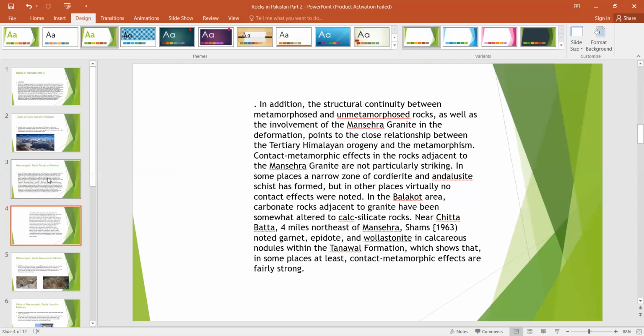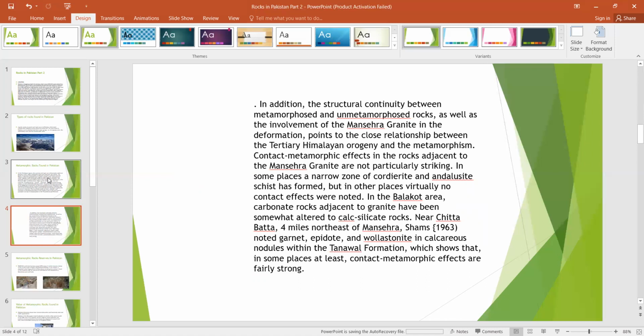In addition, there is structural continuity between the metamorphosed rocks and unmetamorphosed rocks, as well as their involvement in the Mansehra granite deformation, which points to the close relationship between the territory of the Himalaya and the metamorphism. Contact metamorphism effects in the rocks adjacent to the Mansehra granite are not particularly striking. In some places, a narrow zone of cordierite and andalusite has formed, but in other places, virtually no contact effects were noted.